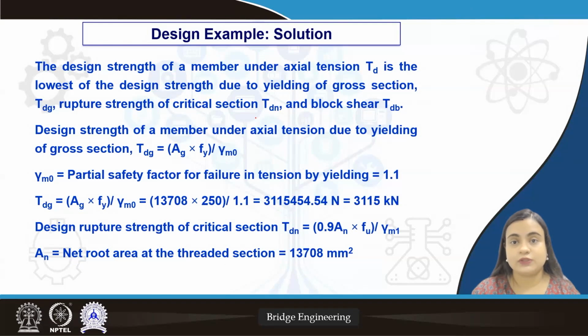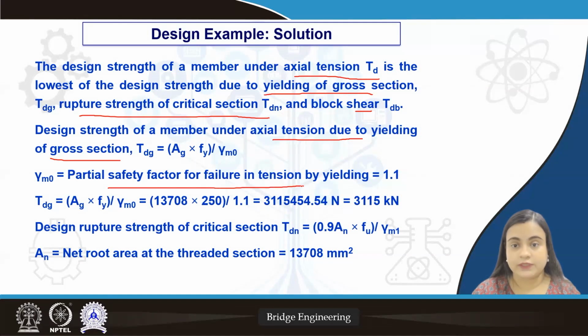So the design strength of a member under axial tension TD is the lowest of the design strength due to yielding of the cross section, rupture strength of the critical section and block shear. The design strength of a member under axial tension due to yielding of the cross section TDG will be equal to AG times Fy by gamma m0, where gamma m0 is the partial safety factor for failure in tension by yielding, equals 1.1.